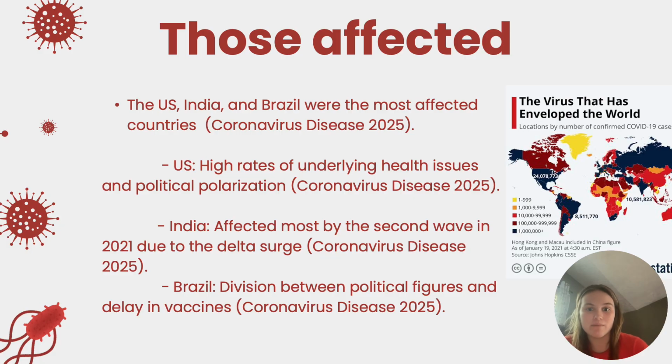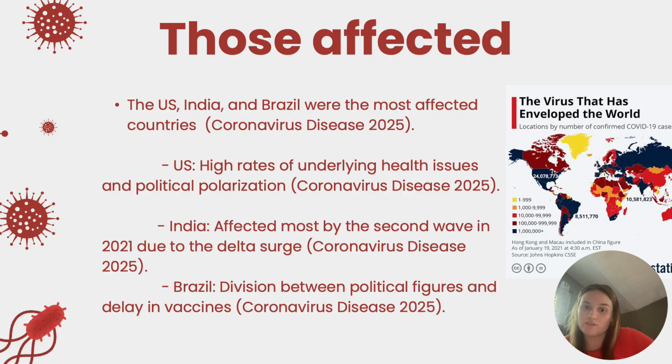India was affected most due to the second wave, the Delta surge, which was the Delta variant. It was more contagious than original strains, and due to the speed that it came about, there was little time for the public to prepare and adapt for it.